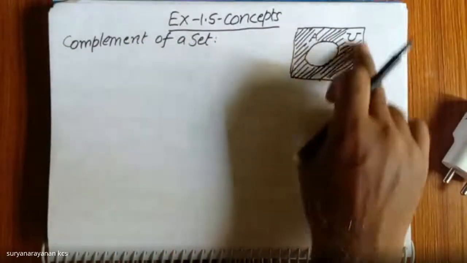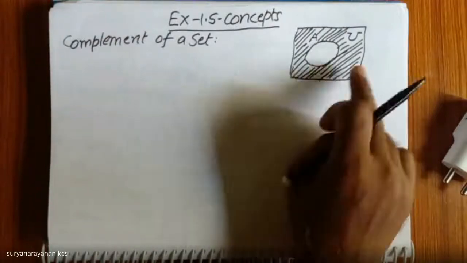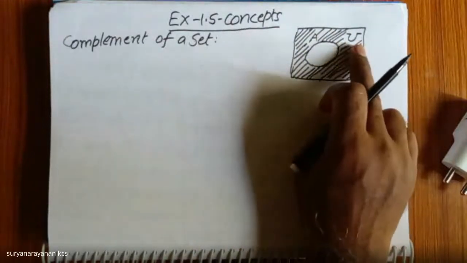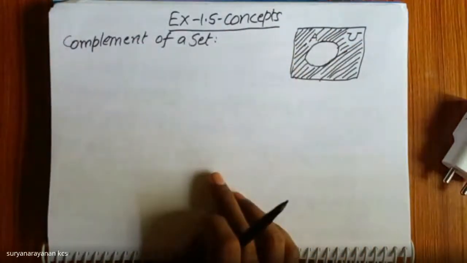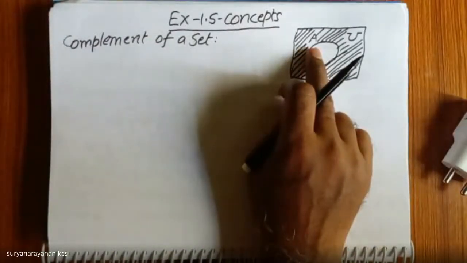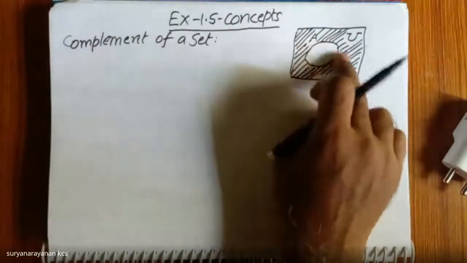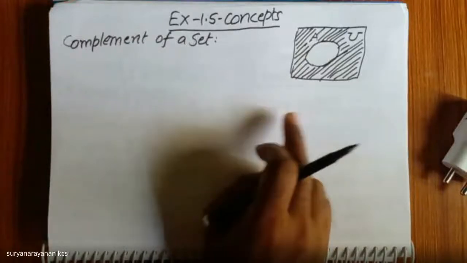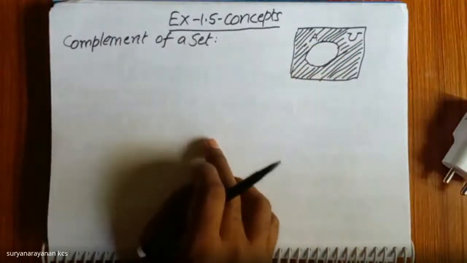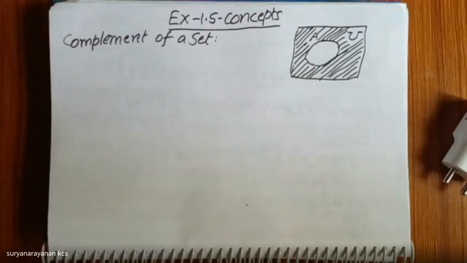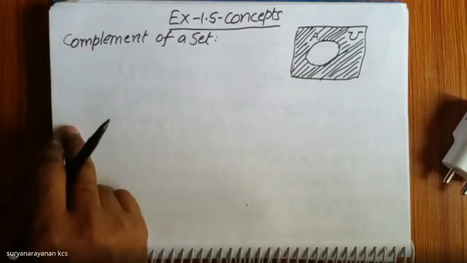So, here if you take a universal set, the universal set is represented by a rectangle. In this universal set, we have taken a set A, which is a subset of this universal set. If you cut this set, the remaining part in the universal set is called the complement of set A. Okay, my children. Now, let us define how to find the complement of a set A.